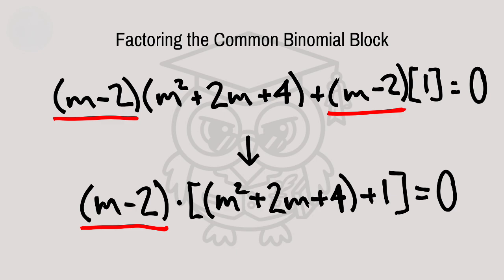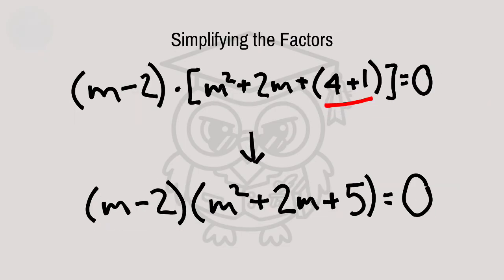Factor out m minus 2 from the entire expression. This leaves m minus 2 multiplied by the quantity of m squared plus 2m plus 4 plus 1 equal to 0. Simplify the second polynomial factor by combining the constant numbers. Adding 4 and 1 equals 5. This yields the completely factored equation m minus 2 times m squared plus 2m plus 5 equals 0.